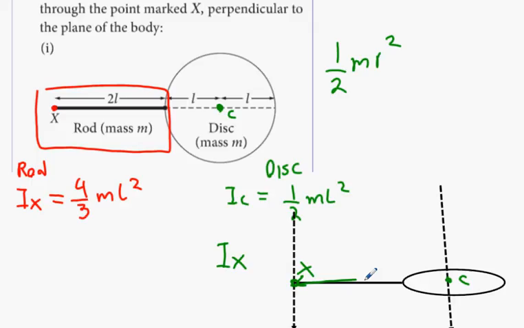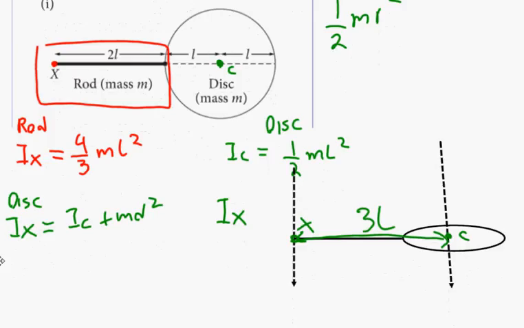And what are we going to say is the distance between the two of them? 3L, isn't it? So 3L in the difference. So we're next going to say, disc IX is IC plus MD squared. Now, we're talking about the mass of the disc, not the mass of the rod, because you're talking about how far the disc is away from the axis X. So what we're saying is it's a half ml squared plus m times 3l squared.